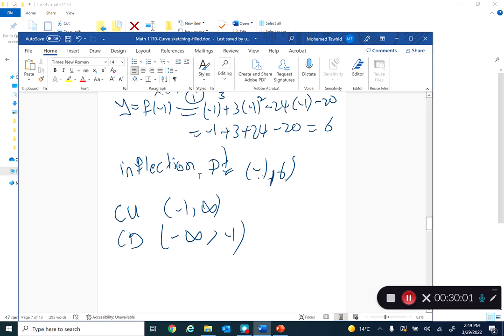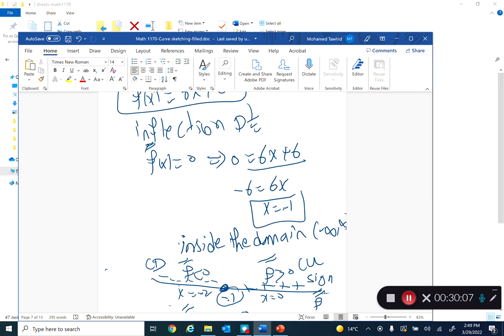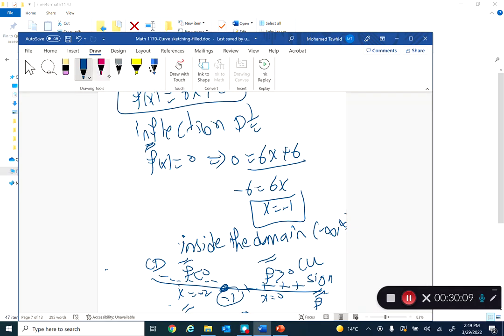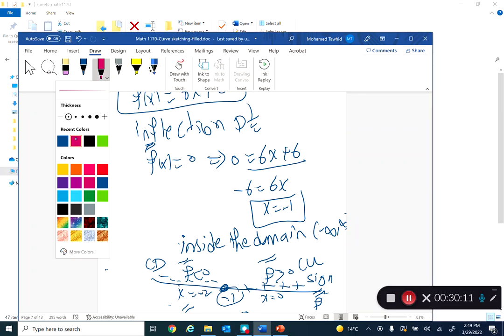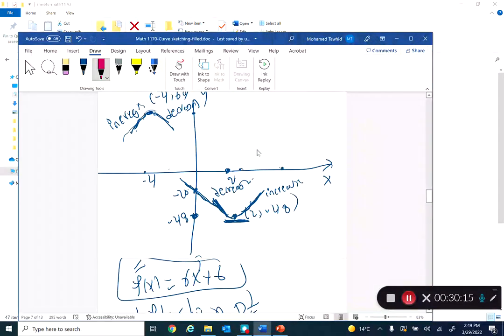So now I have to take this point and plot it on the graph, negative 1 and 6. Maybe I use a different color, red or something, so that you can see the difference. I have to go back to the same x. When x equals negative 1, what is your y? Your y here is 6. So maybe 6 here, and I put the point here. That is negative 1 and 6. That is our inflection point.